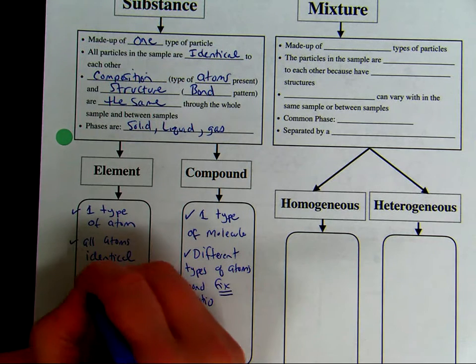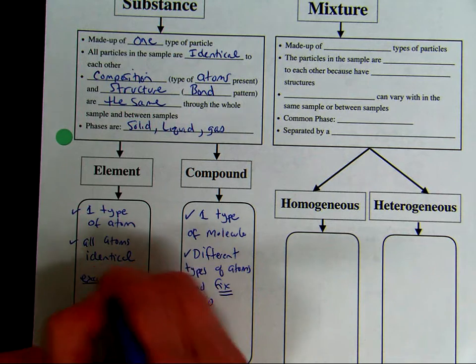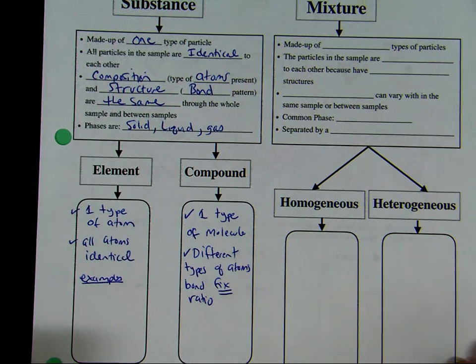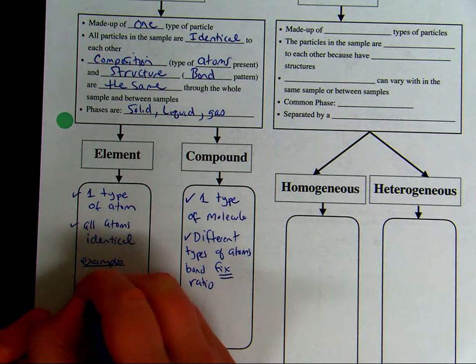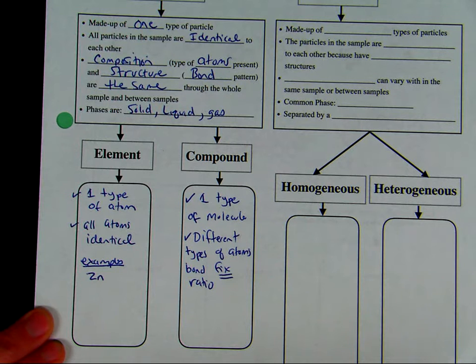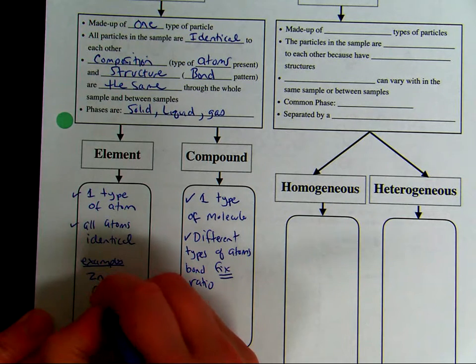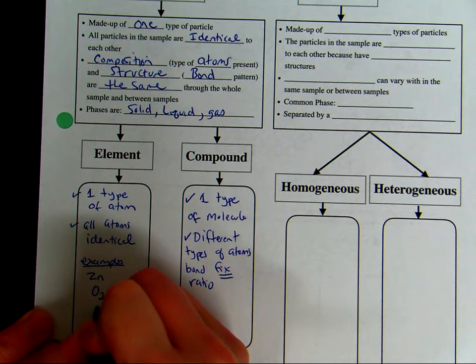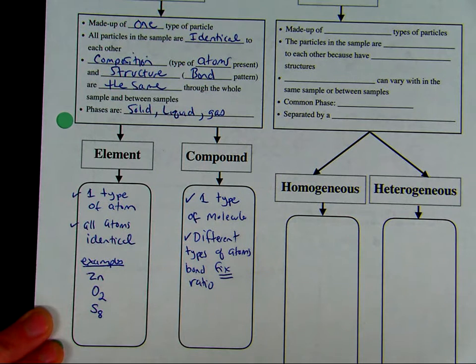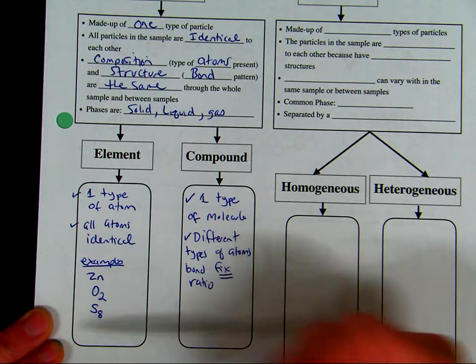Let's list some examples of elements. And you already know a few or several different elements. So if we are talking about the element zinc, its chemical formula is Zn. Now if we talk about the element oxygen, we don't use its periodic symbol O, but its chemical formula is O2. But notice that even though there are two atoms, they're of the same type. Sulfur, its most common allotrope, actually has a subscript of 8. But all 8 atoms are the exact same type, so this would represent an element.